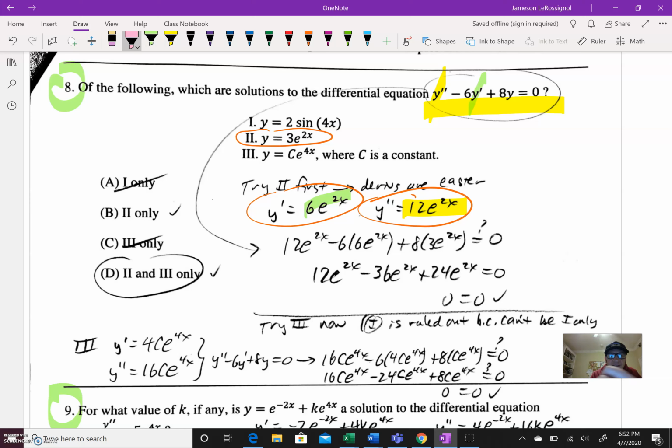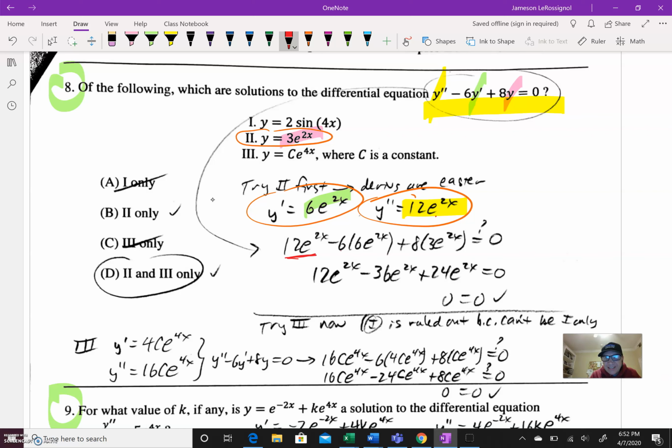And then we have this will go here, and then let's see, we got one more color. That's going to go right here. So we're going to plug those in. So if you can see it down here, let me see if I can do this. Here we go. This right here, this 12e to the 2x, that's simply my second derivative.